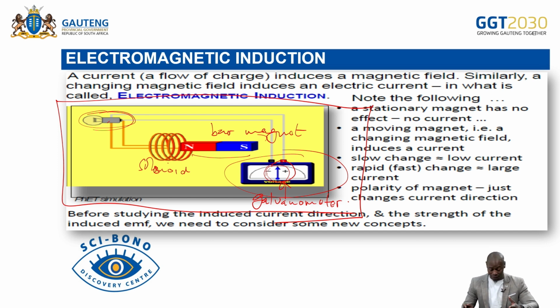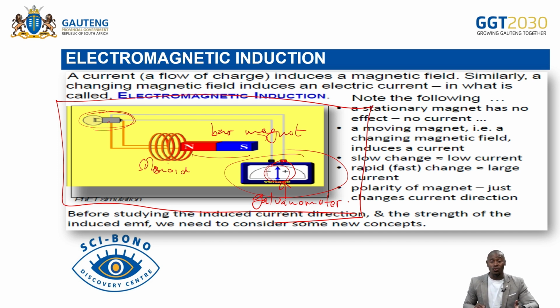So this is what was observed by Faraday when he was doing this experiment. If the magnet and the coil are both stationary, or if there's no change in magnetic field, then no current will be induced in a coil. Current is only induced in a coil if there's motion or a changing magnetic field. So, for example, if I push this magnet in and out of the coil, the galvanometer is going to deflect.